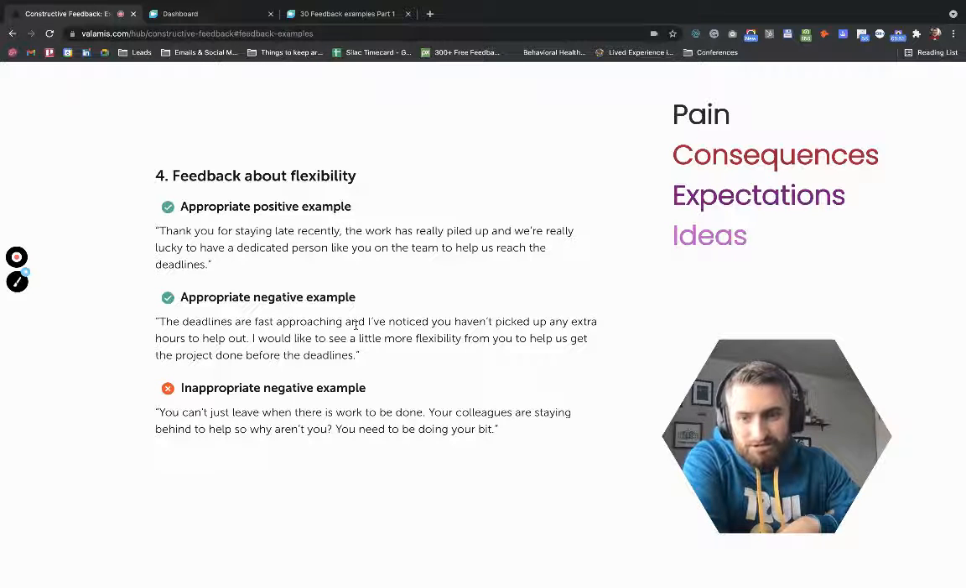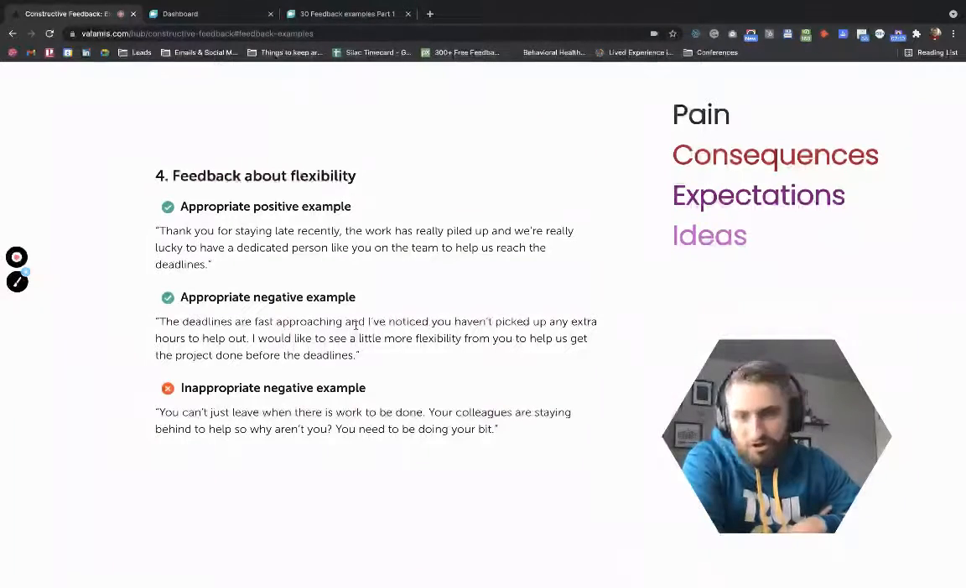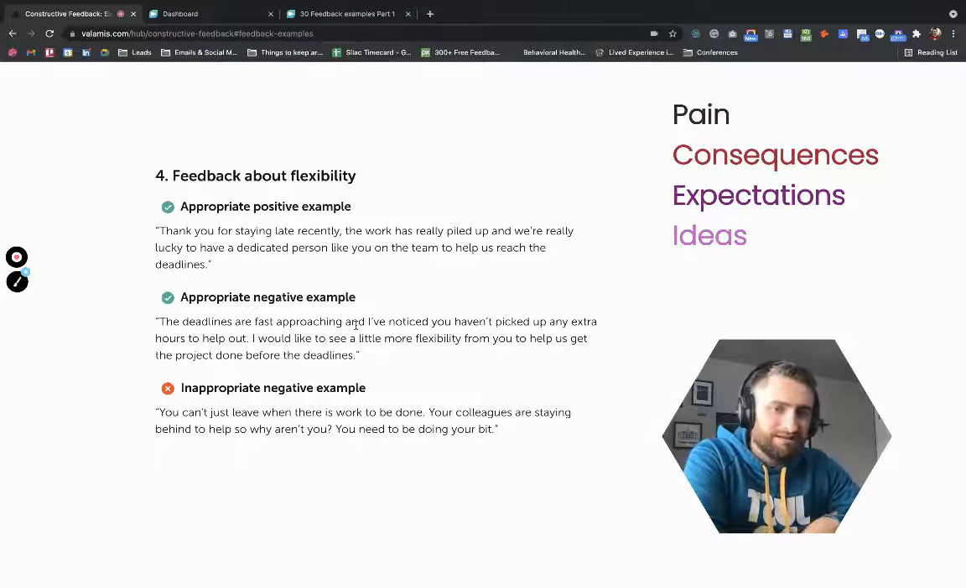The expectation actually is really nice here. I think it says like, thank you for staying late. The expectation is not necessarily that you're going to stay late, but that you'll be able to get your work done, and that occasionally you're going to be able to help out when it's easier, which is great, right? The expectation is that we'll reach the deadline. This is all really good here. The only thing it lacks is ideas to continue this, but positive feedback often lacks that. That's okay. Let's look at an appropriate negative feedback.